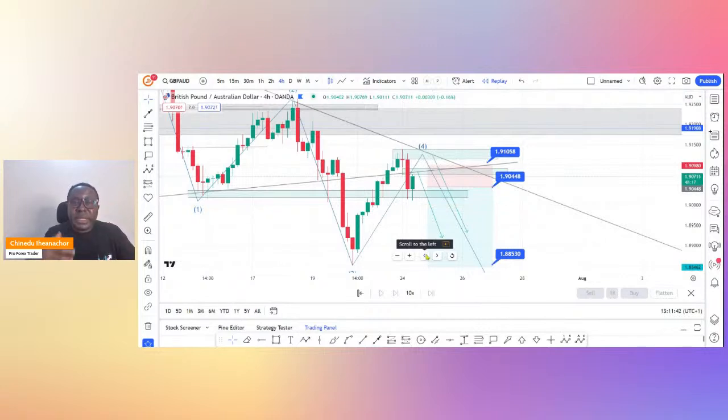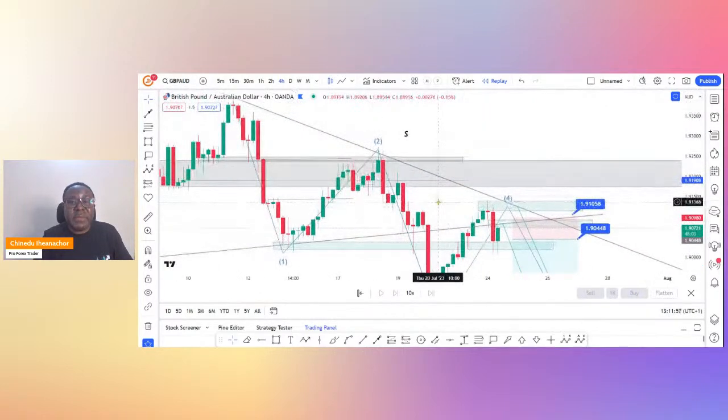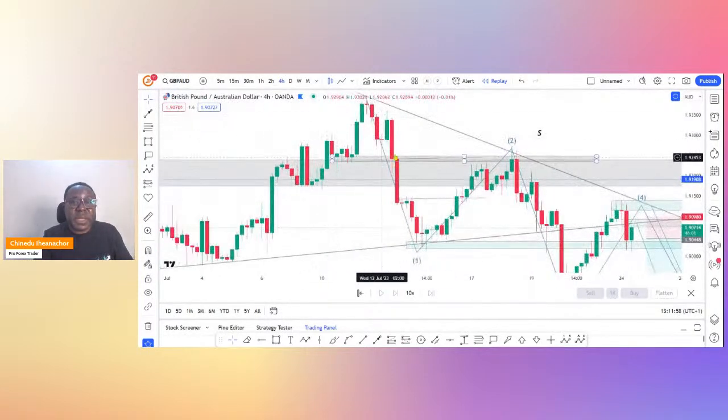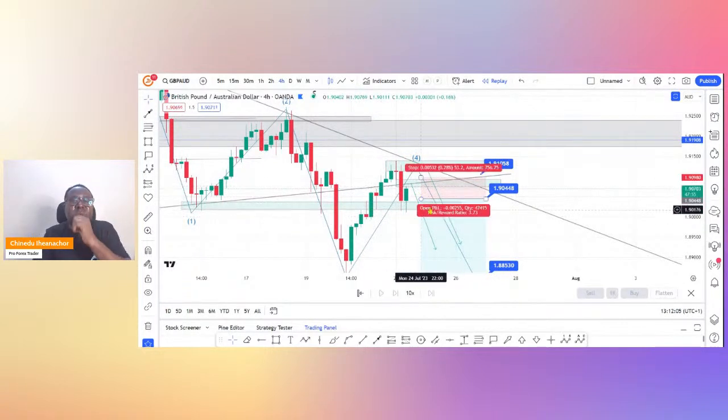Okay, if you're already in, just still secure your stop loss. Secure your stop loss still above this area. If the event of price moving, breaking this zone and breaking this trend line, we may invalidate this head and shoulder setup. I don't think so. Let's just see what happens.